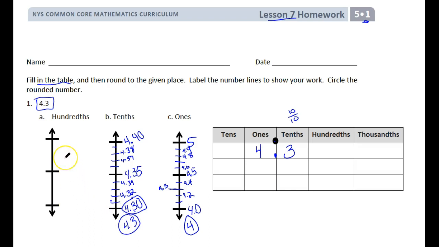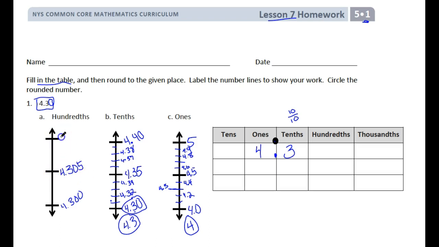The last one is hundredths. This one's going to be very similar, because do we have any hundredths? No, we have no hundredths. And so here is 4 decimal 3 and no hundredths. Here is 4. Oh, and no thousandths, right? Here is 4 decimal 3. No hundredths, but 5 thousandths, because it's halfway.